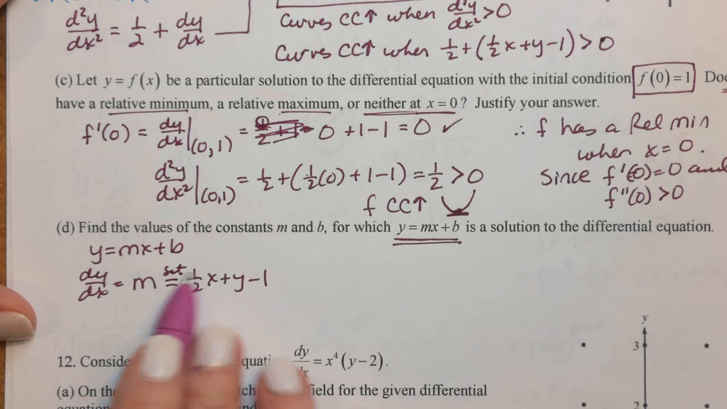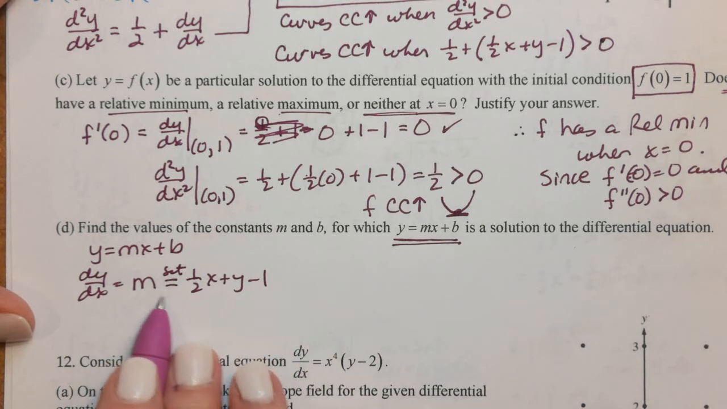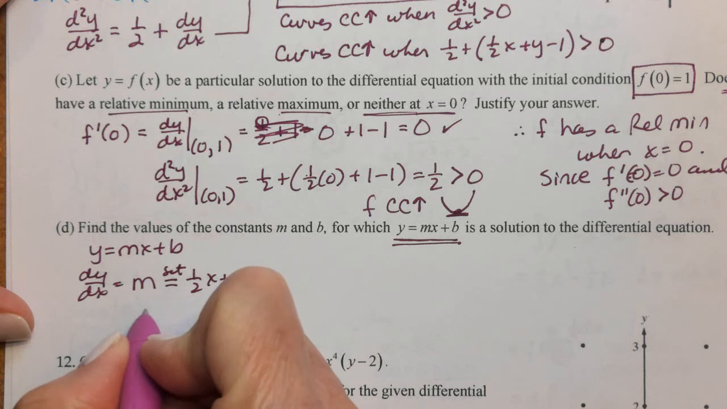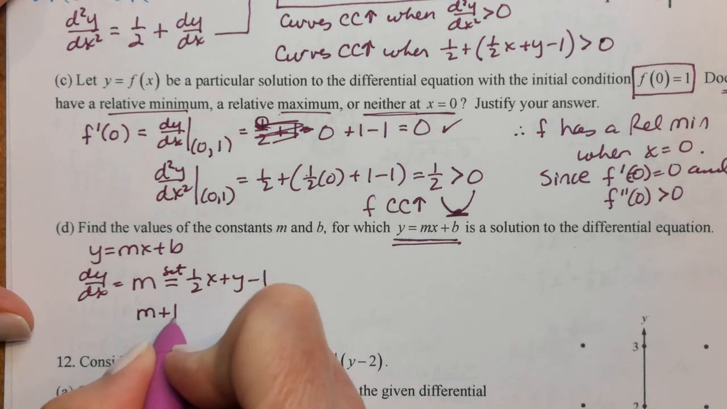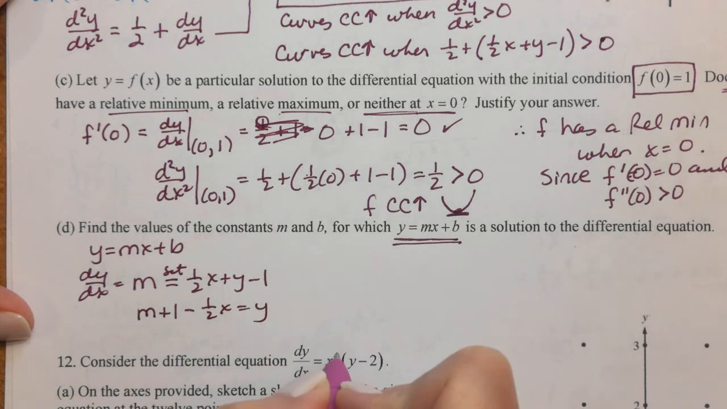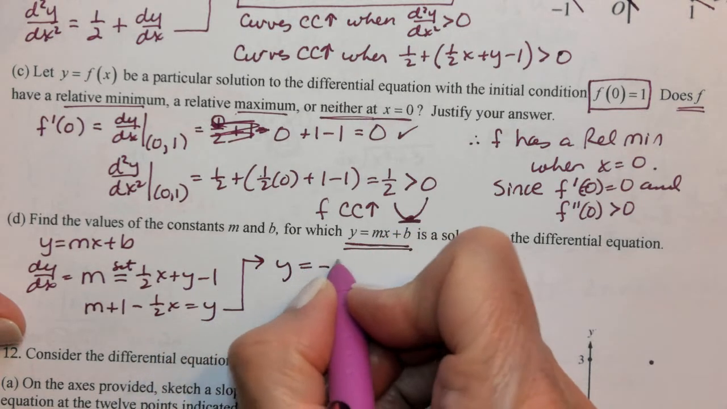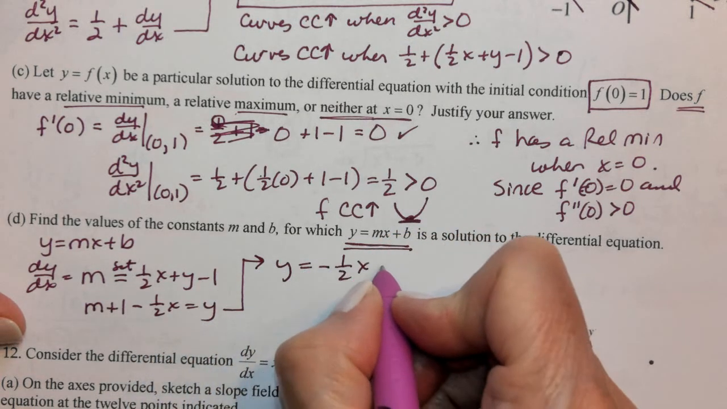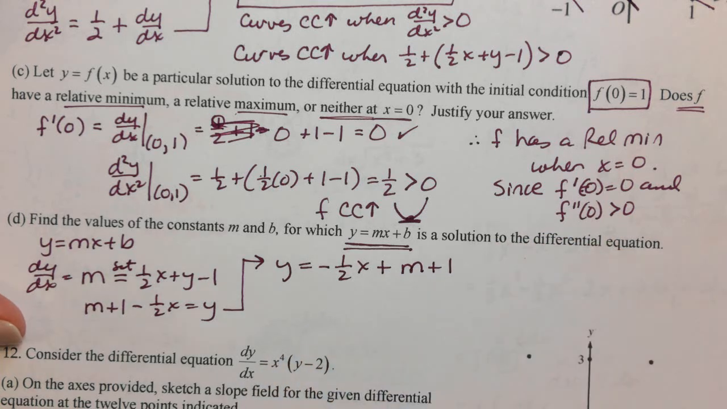Now I'm going to take this guy and solve it for y. Take this and solve it for y. So it's going to be ym plus 1 minus 1/2 x is equal to y, right? Or I could say y is equal to negative 1/2 x plus m plus 1, right?